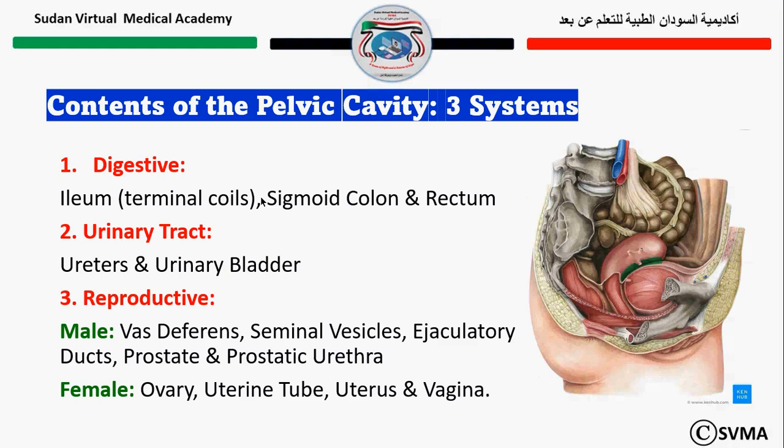The urinary tract, again, starts from the kidneys and ureters, but the kidneys and the abdominal part of the ureters we will study with the abdomen. We will only study the lower part of the ureters, which are in the pelvis, together with the urinary bladder in this lecture.